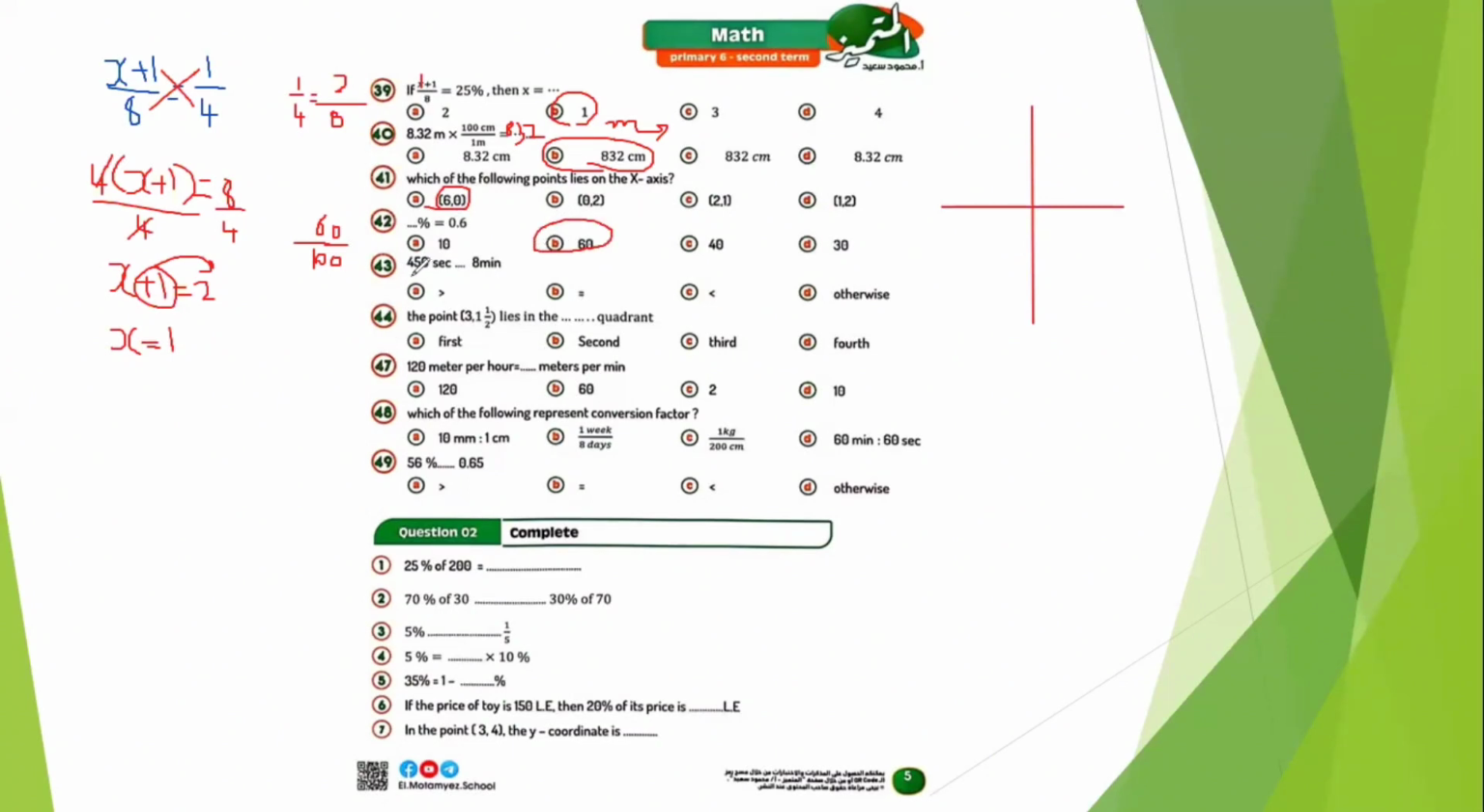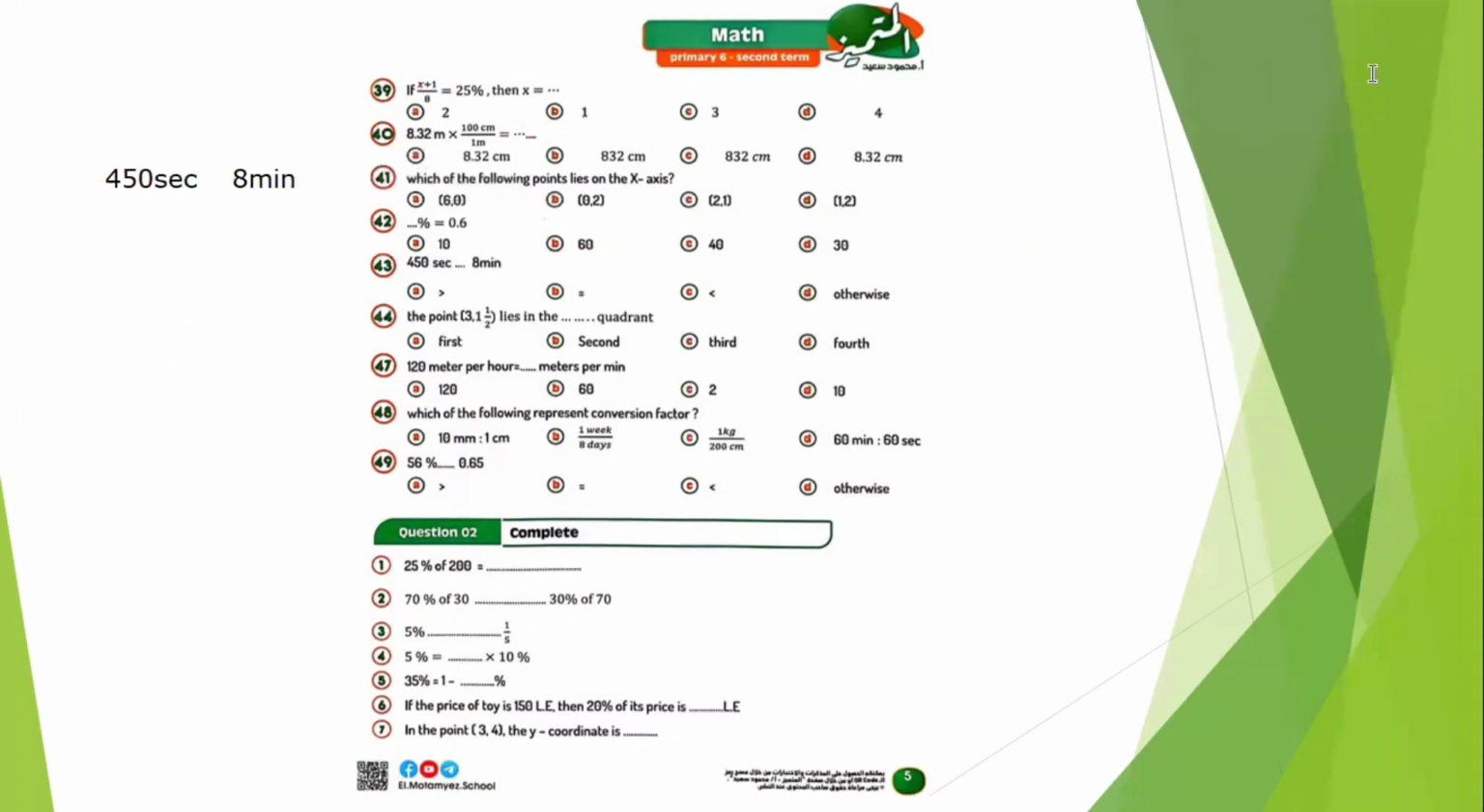43. Which is bigger, 450 seconds or 8 minutes? To convert 8 minutes to be seconds, we can multiply by 60. 8 times by 60 equals 480 seconds. Now, which is bigger? 8 minutes is bigger than 450 seconds. So the answer is C.